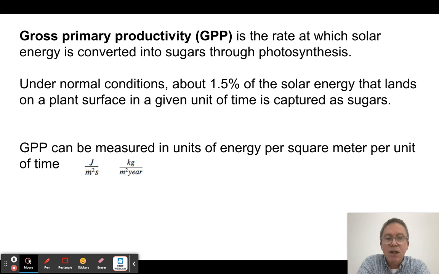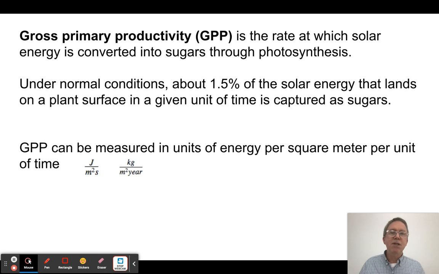So when we talk about it, we talk in terms of gross productivity and net productivity. Gross primary productivity is basically the rate at which sugars are produced in a given ecosystem. Under normal circumstances, about 1.5% of the light energy that comes down and hits the ground is converted into sugars by plants. And so that's what our gross productivity is going to be. GPP, we call it, gross primary productivity.